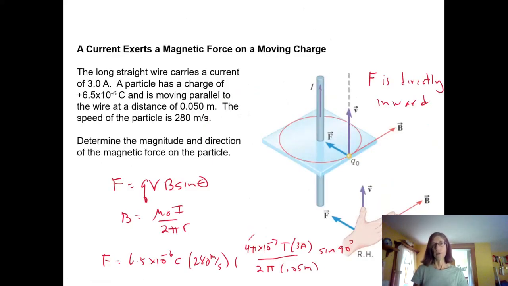So here's an example. Here you've got a wire carrying a 3 amp current. A charged particle is moving parallel to it. This Q0 is some sort of test charge moving parallel to this wire, which then will cause it to move in a circular path. And its speed is 280 meters per second. And you want to determine the magnitude and direction of the magnetic force on the particle.